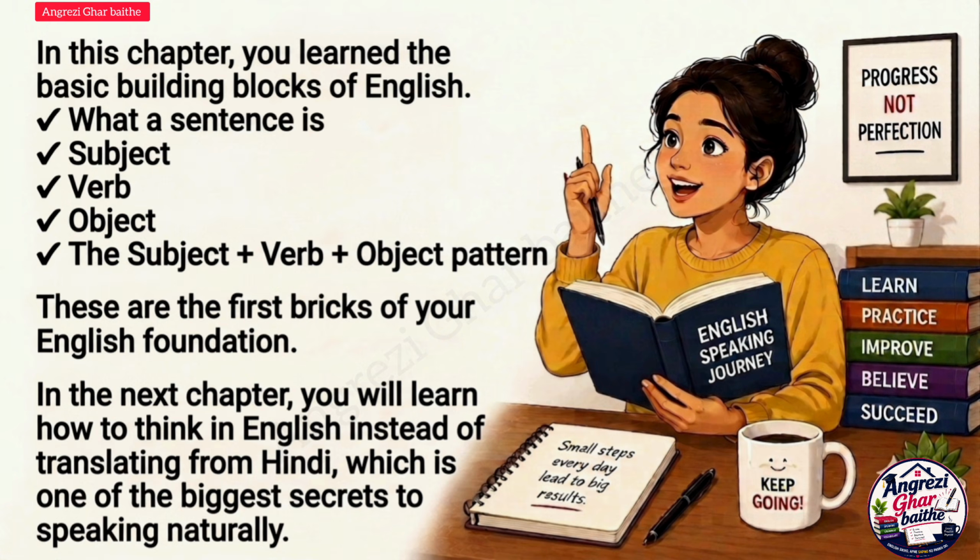Chapter summary. In this chapter, you learned the basic building blocks of English. What a sentence is. Subject, verb, object. The subject plus verb plus object pattern. These are the first bricks of your English foundation.